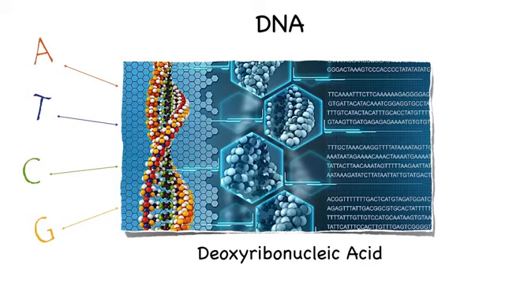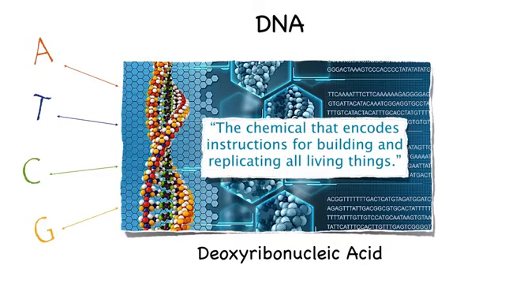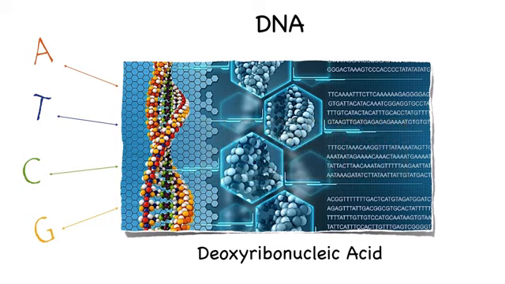DNA has become so well known from the news, TV crime shows, and movies. It's the chemical that encodes instructions for building and replicating all living things. This complex chemical, illustrated here in our slide, is like a ladder that has been twisted, and it contains what scientists call nitrogen bases: adenine, thymine, cytosine, and guanine, represented by the four letters there on the left, A, T, C, and G. Now don't worry about all the scientific stuff about nitrogen bases, etc. All you need to remember here, for the purpose of this course, are the four letters A, T, C, and G.